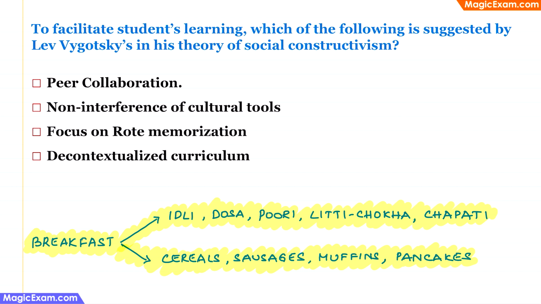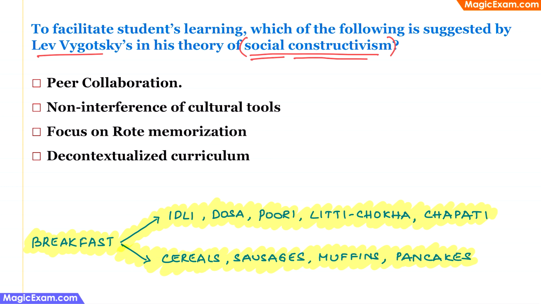To facilitate a student's learning, which of the following is suggested by Lev Vygotsky in his theory of social constructivism? First, we have to understand what social constructivism is. The simplest explanation for social constructivism is, first, there has to be a social interaction. That is, the child should interact with his peers, with his teachers, with his family, with his community. And the child will get little bits of information during these interactions. And then the child will construct the knowledge in his or her brain by using all these little bits of information that he or she has obtained through the social interactions.